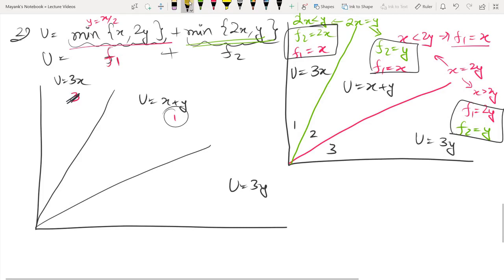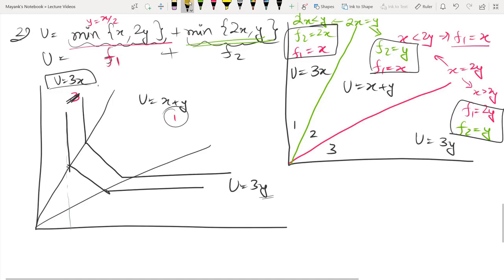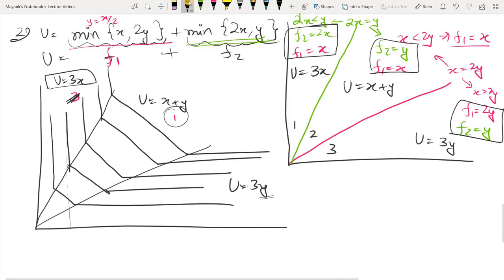So u equals 3x means that all the points which have the same x coordinate will have the same utility level. Same x coordinate means a vertical line. So all these points have the same x coordinate, so they will all have the same utility level. Here the utility would be slope 1, and here the utility would be along the y coordinate. So all the points which have the same y coordinate would have the same utility. Okay, so this is what your indifference curves will look like, which obviously looks slightly different from whatever we have done till now.